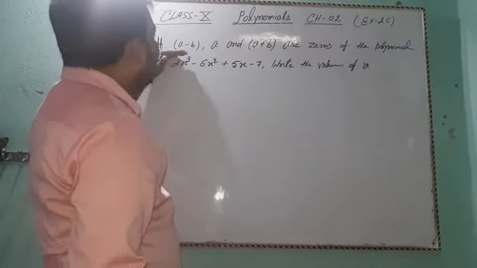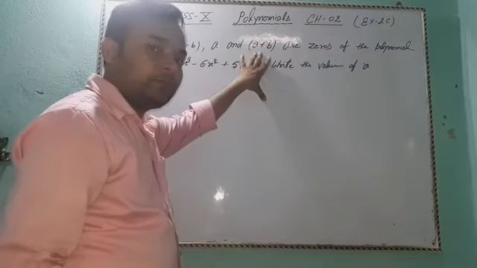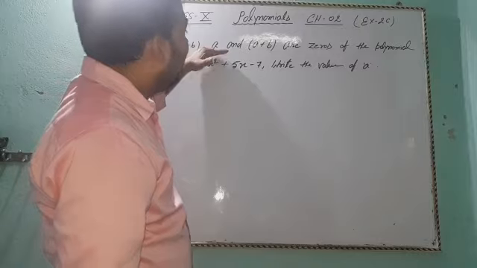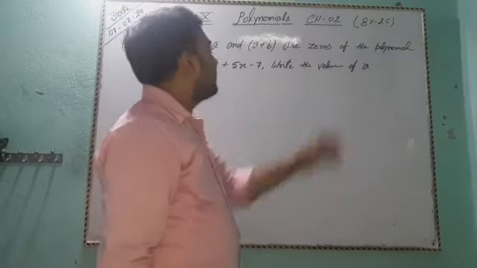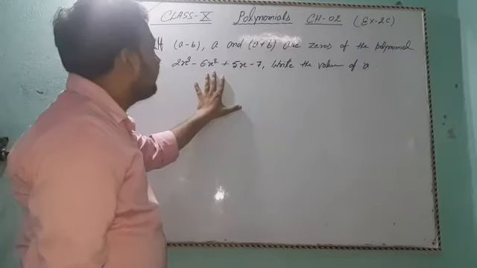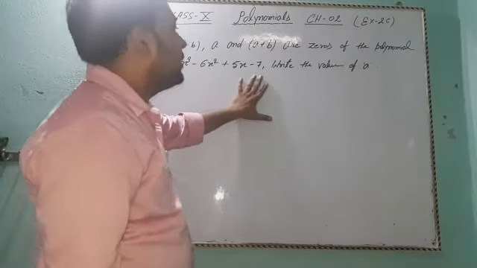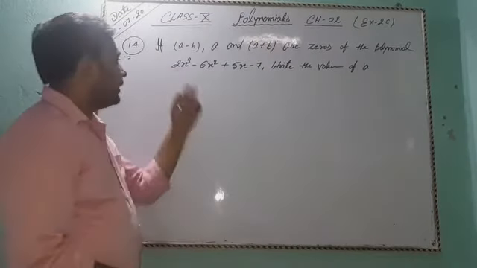If a minus b, a and a plus b are zeros of the polynomial 2x cube minus 6x square plus 5x minus 7, write the value of a.